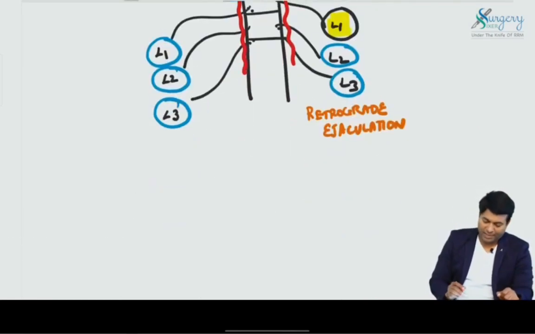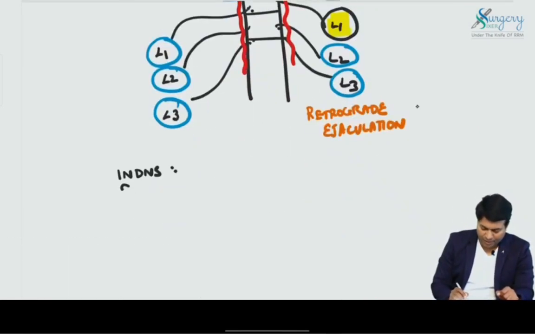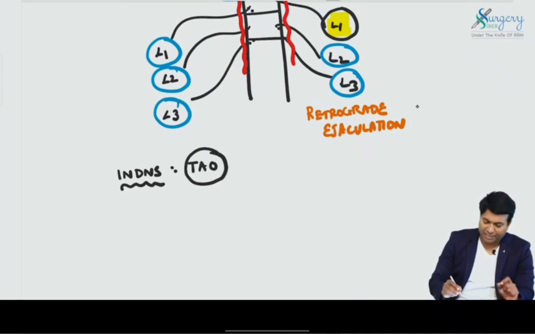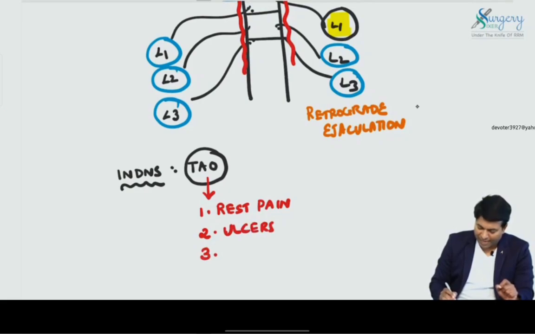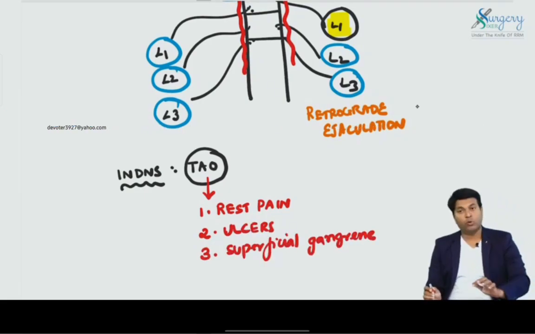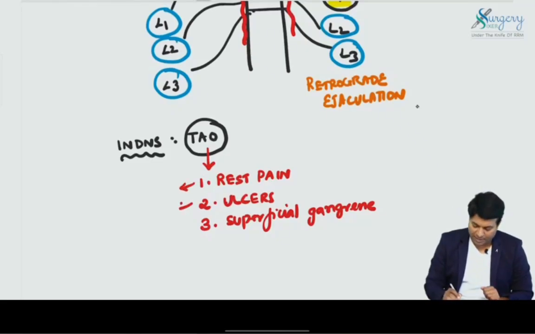So what are the indications of lumbar sympathectomy in TAO? We will do lumbar sympathectomy only for rest pain. Please remember, it is done only for rest pain, ulcer, or for gangrene, superficial gangrene. Only for rest pain, ulcer, and superficial gangrene, we do lumbar sympathectomy.